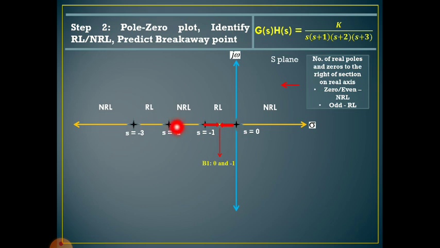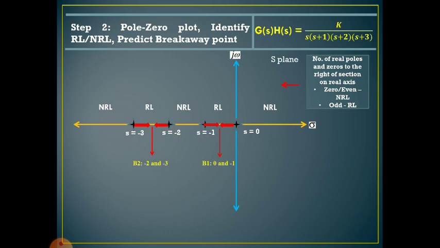Similarly, we have a pole at s is equal to minus 2, right? And it cannot move towards the right because it is a no root locus region, so it will move towards left. Similarly, we have a pole at s is equal to minus 3, which cannot move towards left because it is a no root locus region. It will move towards right. And again, they are moving towards each other, and at some point between minus 2 and minus 3, they are going to meet each other, and that point where they meet each other is called a breakaway point.